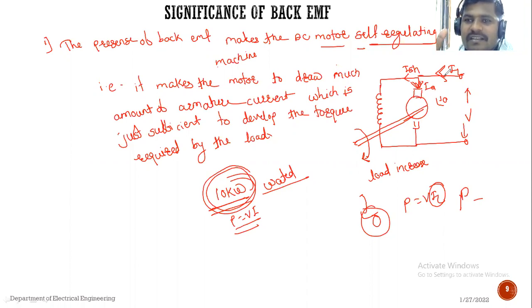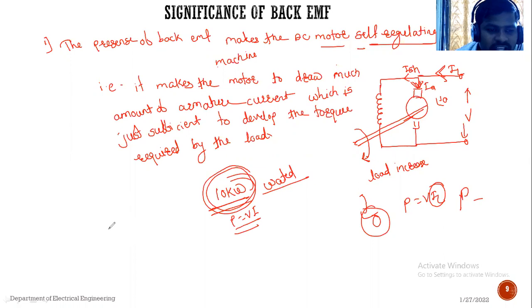मग मोटरचा जर लोड कमी झाला तर टॉर्क रिक्वायरमेंट कमी होईल. If the torque requirement will be reduced, automatically supply current taken from the supply will be reduced. If the load on the motor will be increased, motor चा load increase झाला, automatically torque requirement is increased, and if the torque requirement is increased, so current taken from the supply will be also increased, right? No, so this is the meaning of self regulating machine. हे meaning आहे self regulating machine.